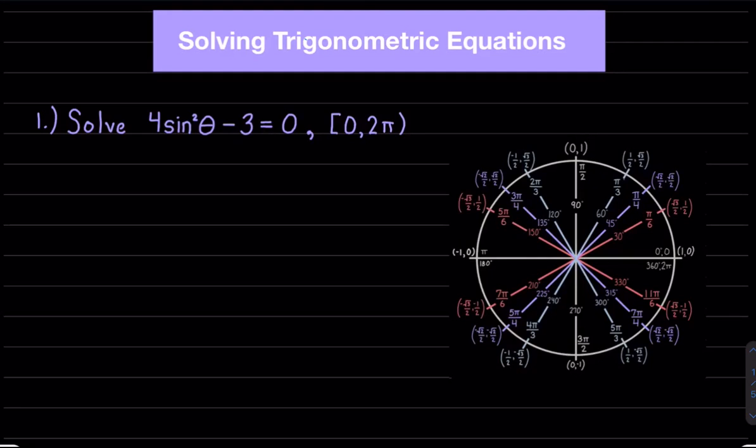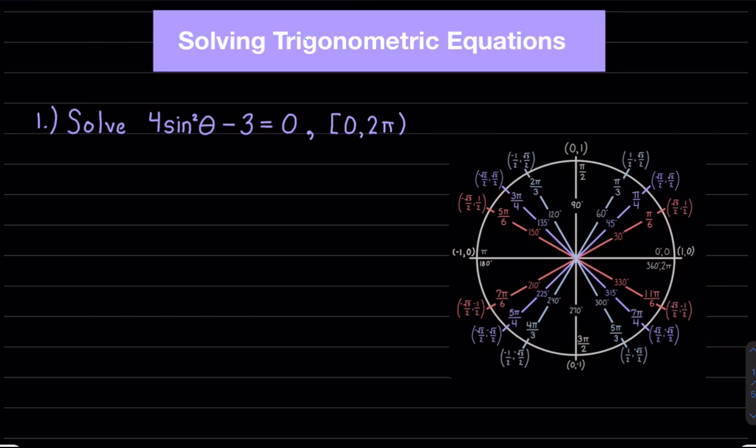Hello, today we're going to talk about solving trigonometric equations. Let's look at the first example. It says solve 4 sine squared theta minus 3 equals 0, where the domain is from 0 to 2 pi. 0 to 2 pi represents the entire unit circle in radian form.